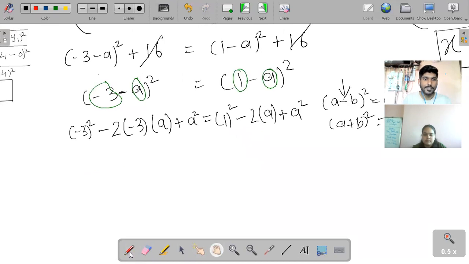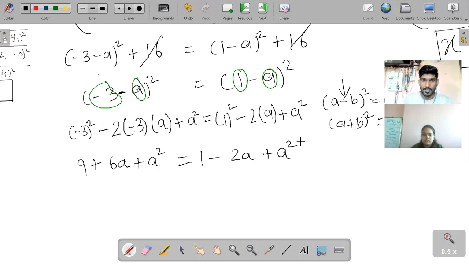Now we just need to simplify. What is the square of minus 3? It is 9. And here, minus into minus will change to plus, and 2 into 3 is 6. And this a will be written as it is, plus this a square also as it is. Equal to. Now look on the right hand side. Square of 1 is 1, minus 2a, plus a square.